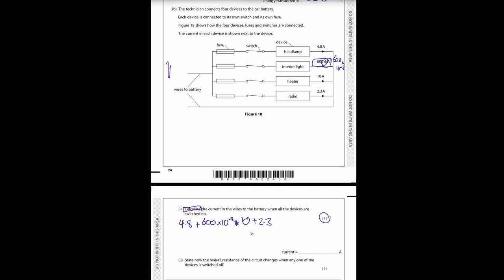The answer there is going to be 17.7. So I'll write the full answer and then always get into the habit of 2 significant figures. So that would be 18. But remember, I've still got my full answer here, just in case, just to show that I've done it properly.